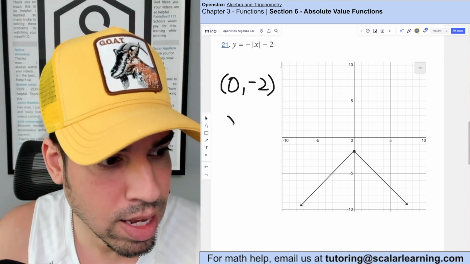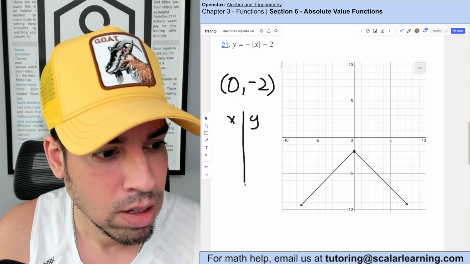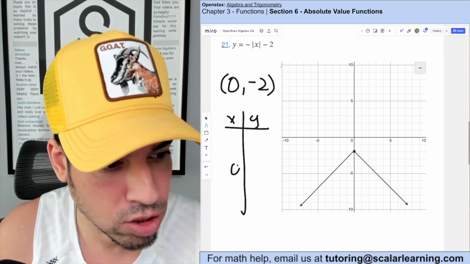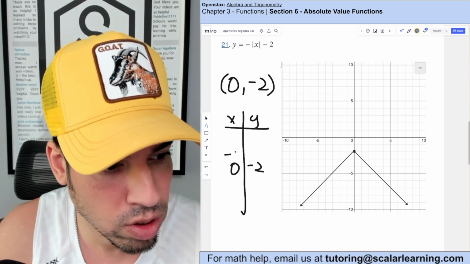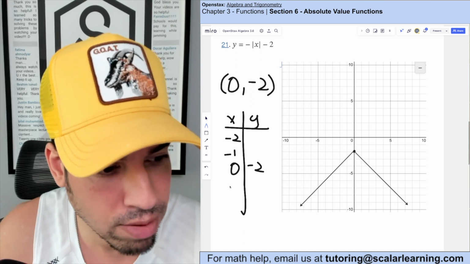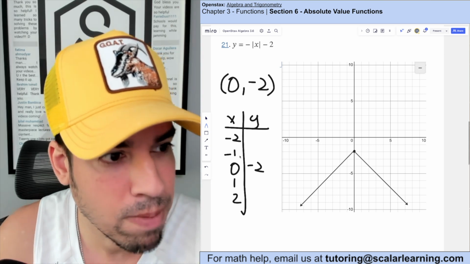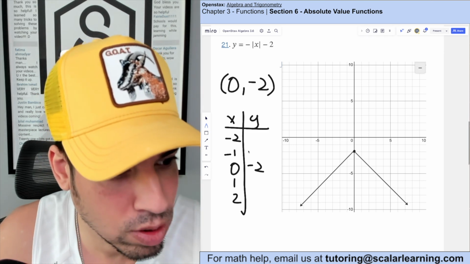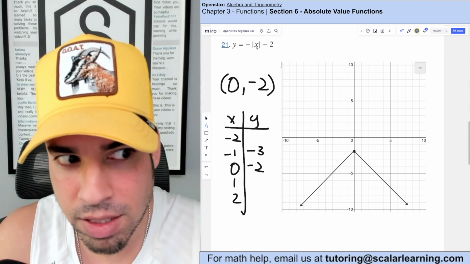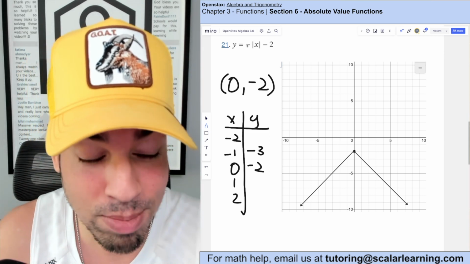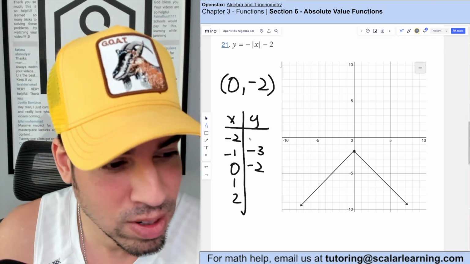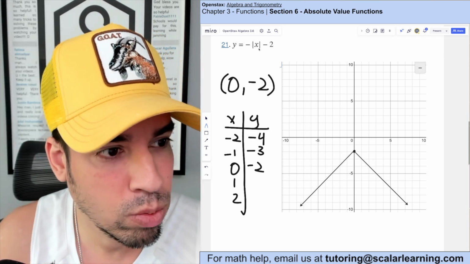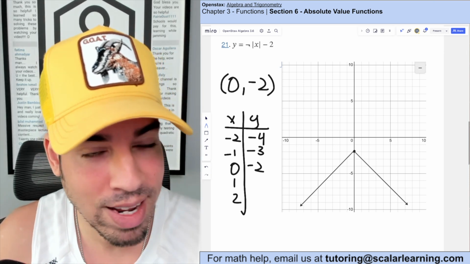Again, going back to that nice 5-point method, let's start with the vertex at (0, -2), and then we're going to go -1, -2 to the left, 1, 2 to the right. So I plug in -1, that's 1 with a negative is -1, minus 2 is -3. Plug in -2, that becomes +2 with the negative becomes -2, minus 2 is -4. Over here with the 1, that becomes 1 with the negative.